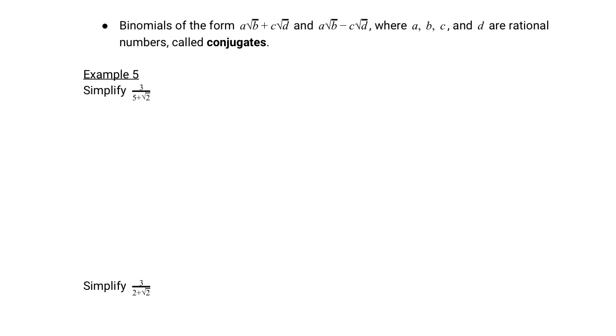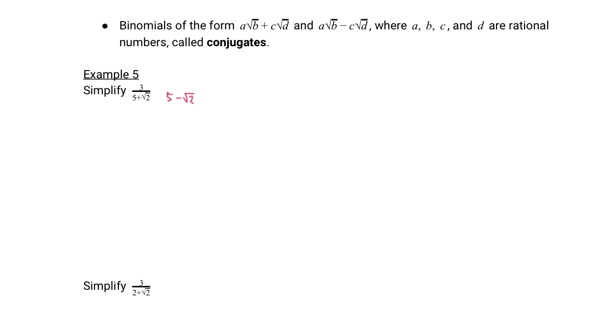If you have two numbers... we have two terms here on the bottom of this fraction, a 5 and a square root of 2. And they are separated by a plus. The conjugate of 5 plus the square root of 2 is going to be 5 minus the square root of 2.